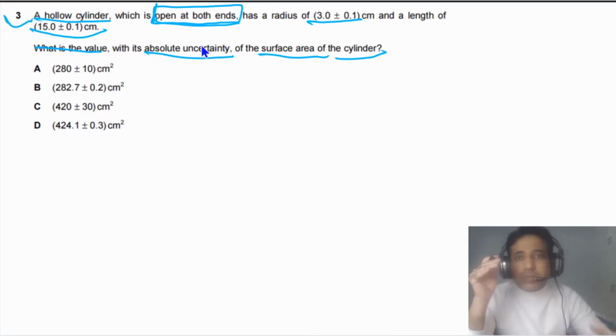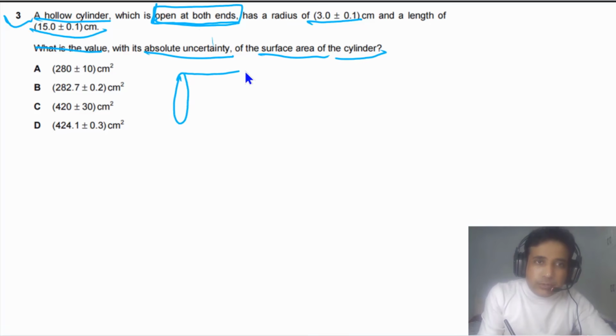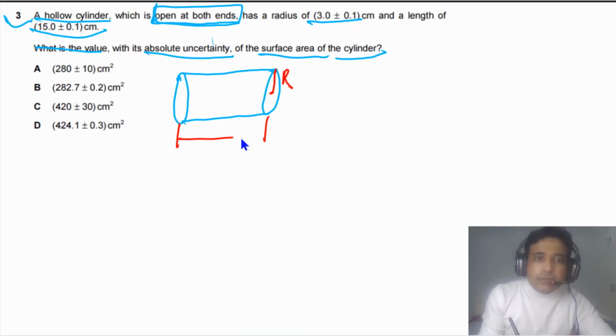If the cylinder was closed at both ends, the surface area will be greater as compared with when the cylinder is open at both ends. So in this case, it is given to us, it is open at both ends. So we can simply draw a cylinder. This one is a cylinder and it is open at both ends. We can imagine the radius of the cylinder is capital R, and the length of this cylinder, let's say, is equal to capital L.